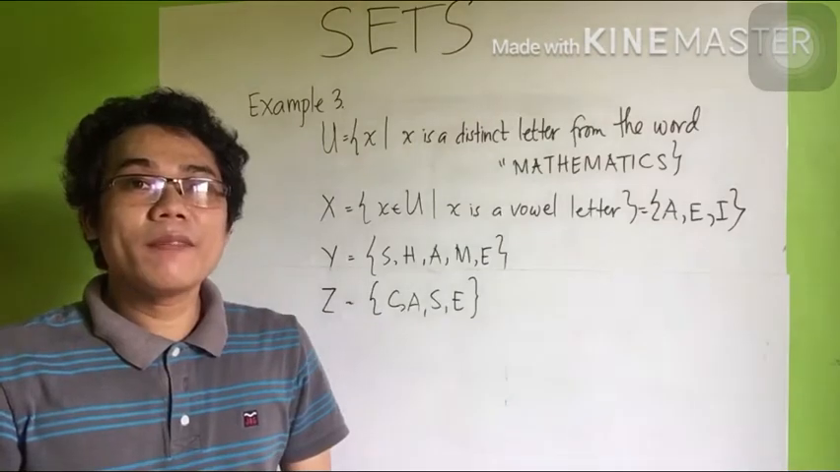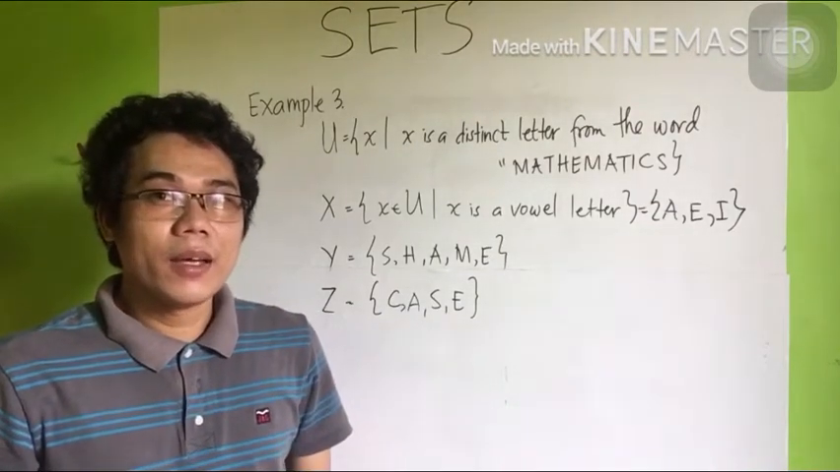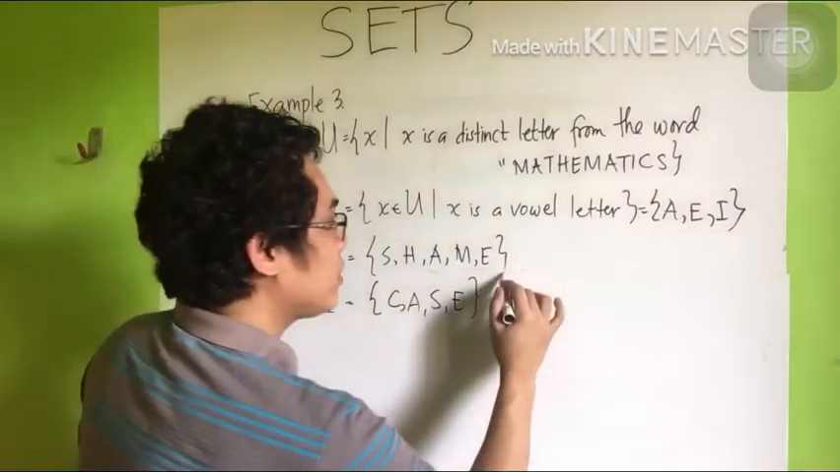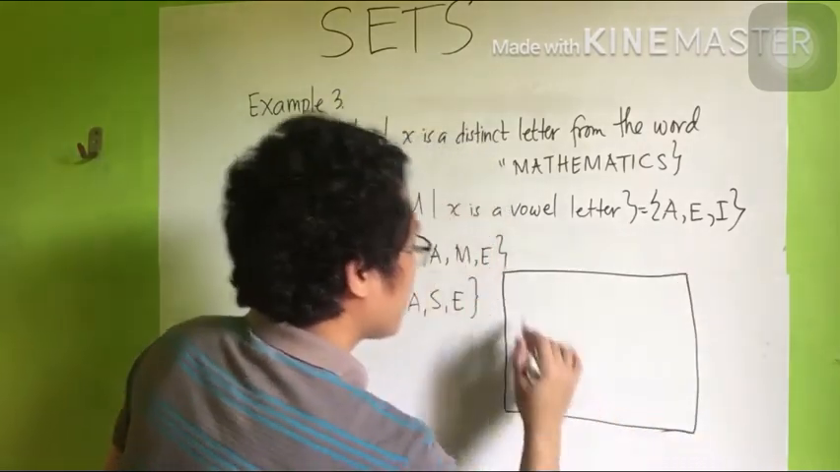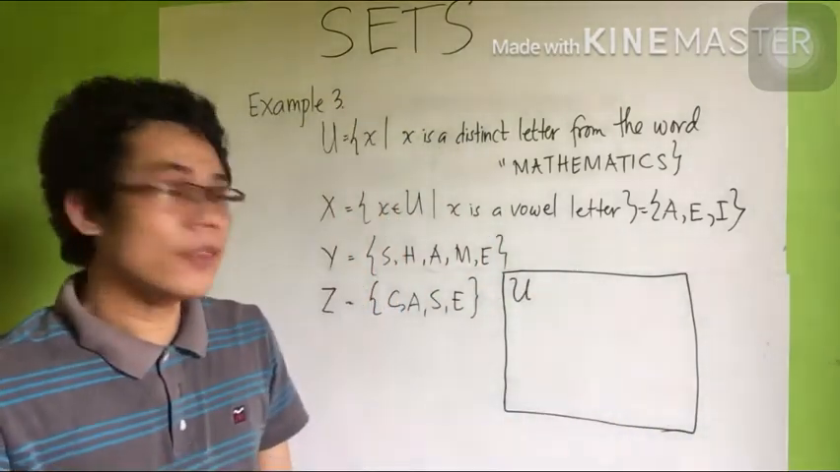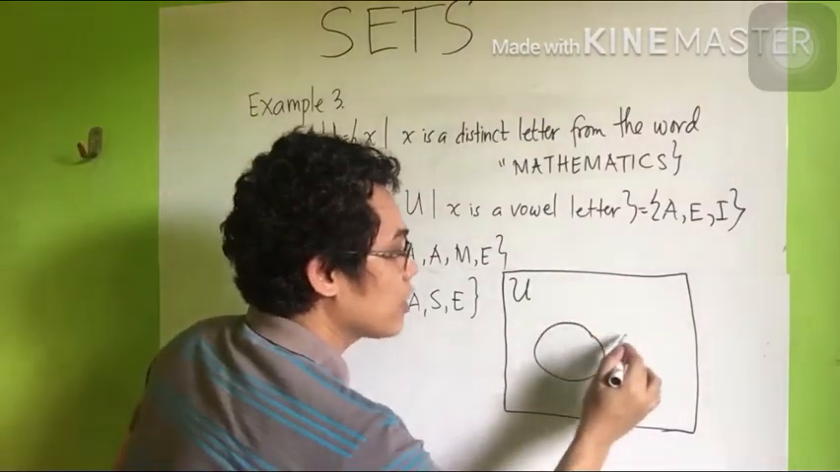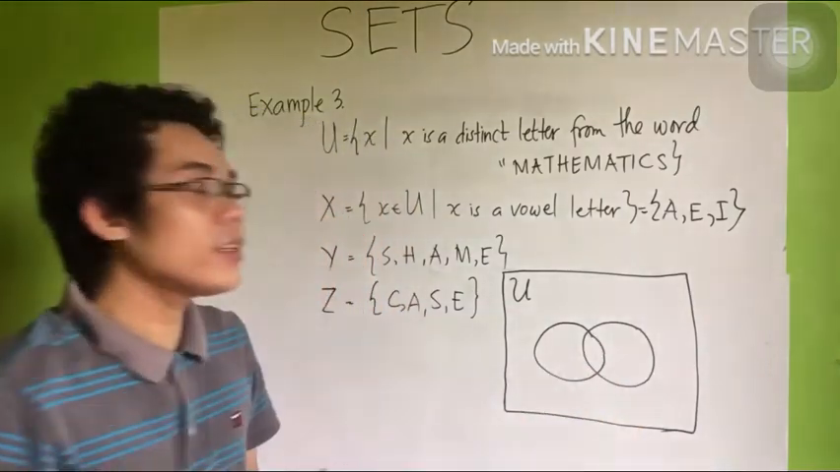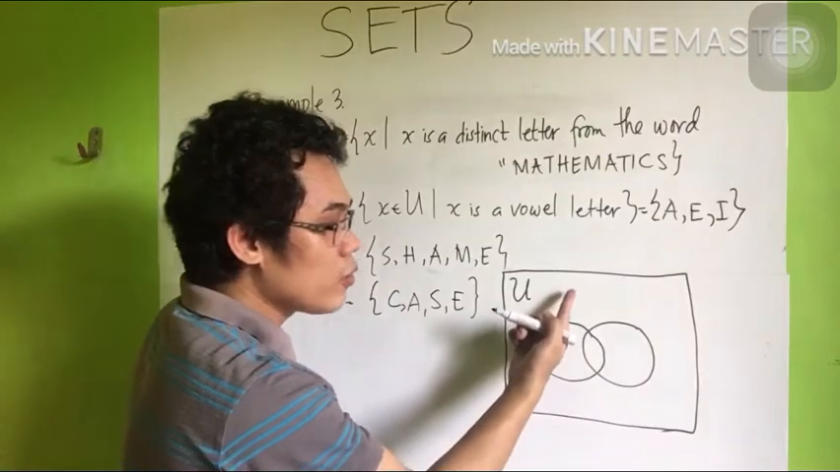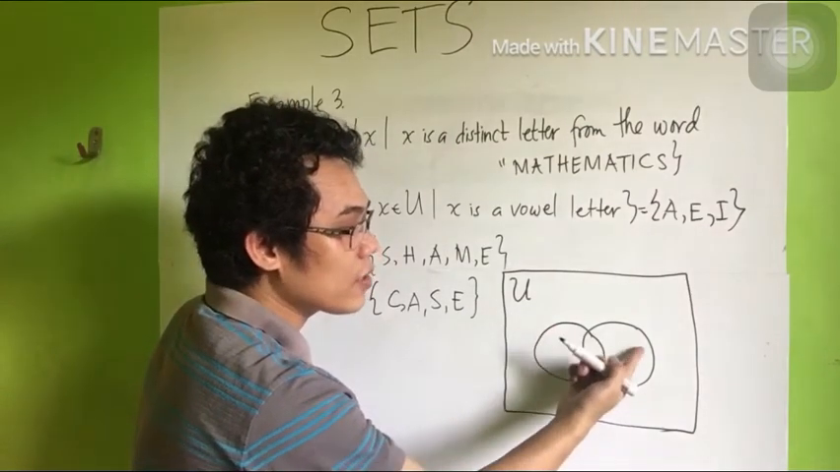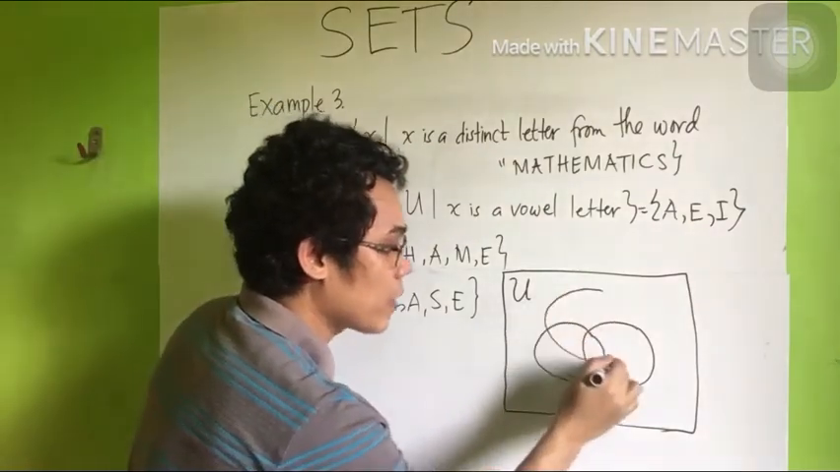This time, what if tatlo na ang ating sets to show the relationship using Venn diagram? So, let us consider a Venn diagram. This will be our universal set. Ang gagawin natin, una, mag-draw muna tayo ng intersection ng dalawang set. And then, paano natin i-draw yung ipangatlong set? Ang gagawin is idadaan natin yung line natin dito sa set A at set B, pati na rin sa gitna, yung intersection nila.